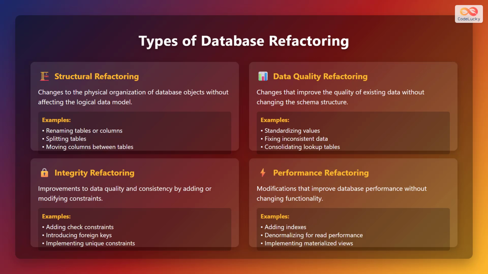The third type is data quality refactoring. These are changes that improve the quality of existing data without changing the schema structure. Examples include standardizing values, fixing inconsistent data, and consolidating lookup tables.